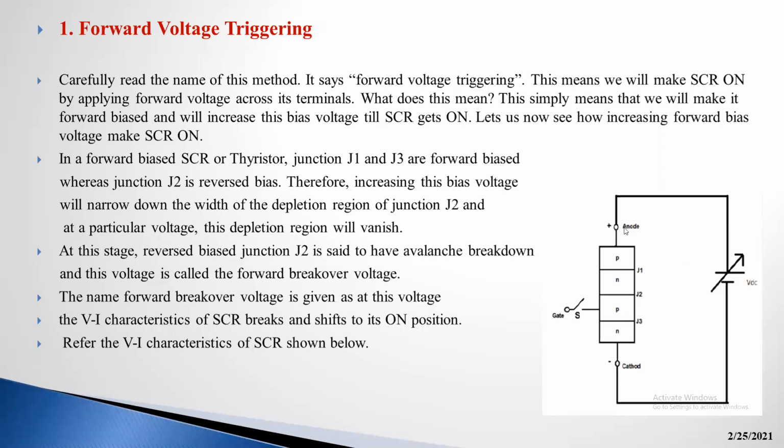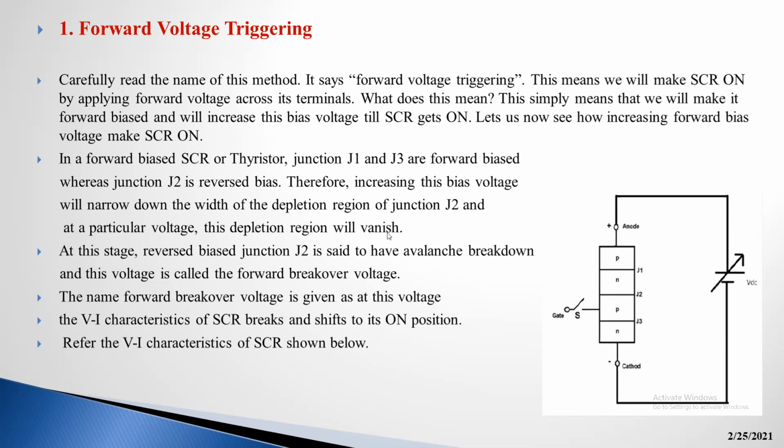So when anode is connected to the positive supply and cathode to the negative supply, junctions J1 and J3 are forward biased and junction J2 is reverse biased. In a forward biased SCR or thyristor, increasing this bias voltage will narrow down the width of the depletion region of junction J2, and at a particular voltage, this depletion region will vanish.